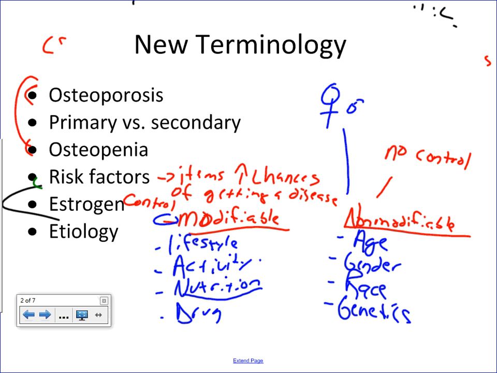Drugs. I'm talking about the recreational kind. Smoking, excessive alcohol intake. If you decide to go a step up and take the more heavy narcotic type drugs, okay, that's something you have control over. All right, so basically you get the picture here.